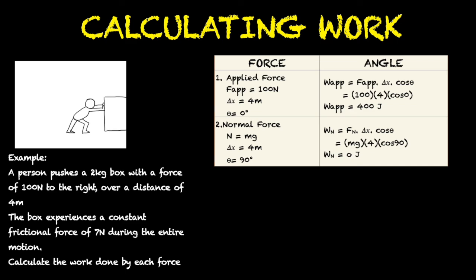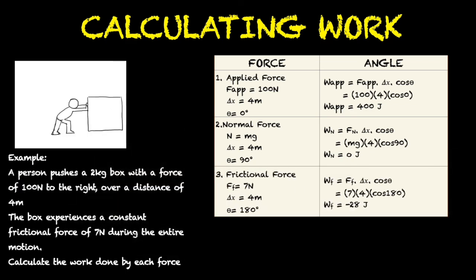Here we find our substitutions as follows. The force of friction value is 7 newtons, the delta x is 4 meters, and the angle that's created here is angle of 180 degrees. So putting all of this into the equation, we find that the work done by frictional force is actually a negative value, it's negative 28 joules.